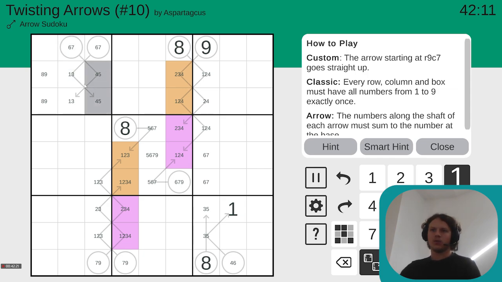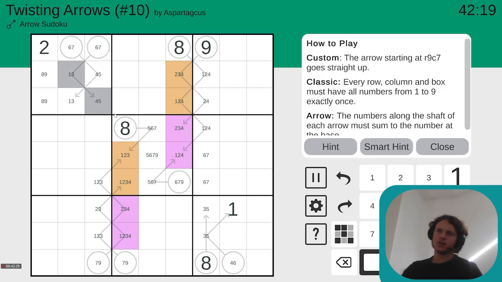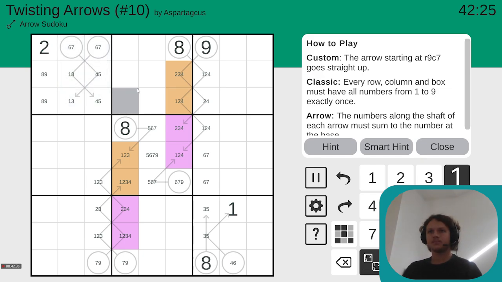Okay, and then we've got 4 pairs, which means our last digit up here is 2. And our 7 is obviously our 4 and our 3, and our 6 is our 1 and our 5. Cool.